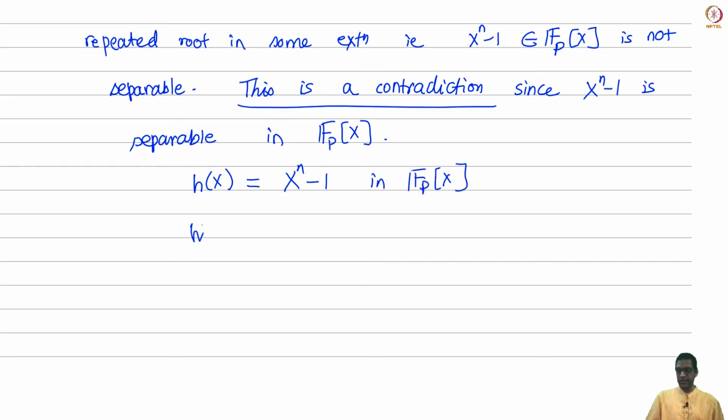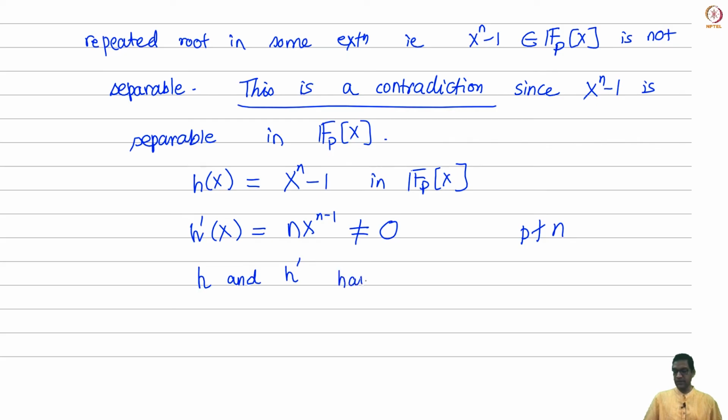What's its derivative, h prime or dh? Well, it's just n x to the n minus 1, and observe that p was chosen to not divide n. So n x to the n minus 1 is not 0 here, because p doesn't divide n, and therefore n times something is not 0 in the field Fp. And observe that h and h prime have no common factors. In other words, their GCD is 1.